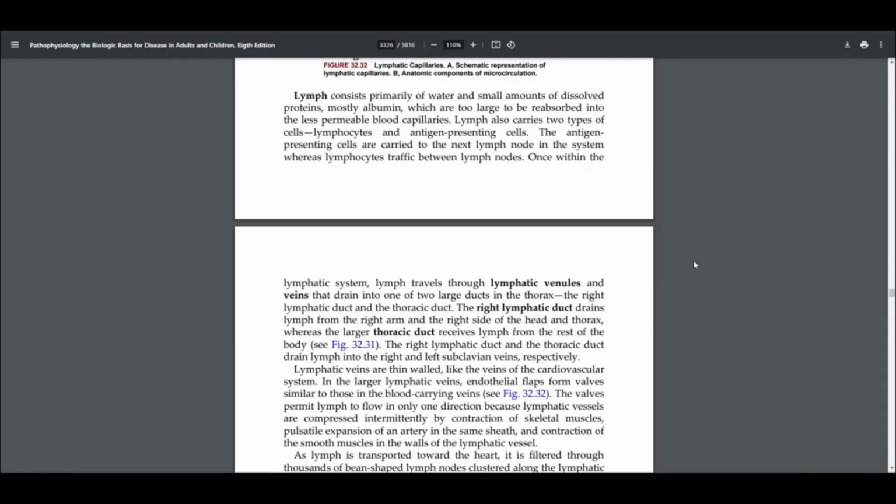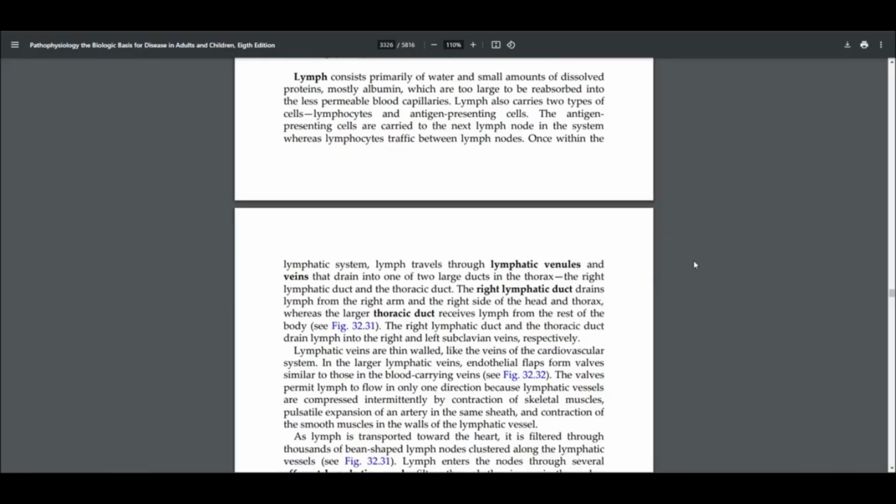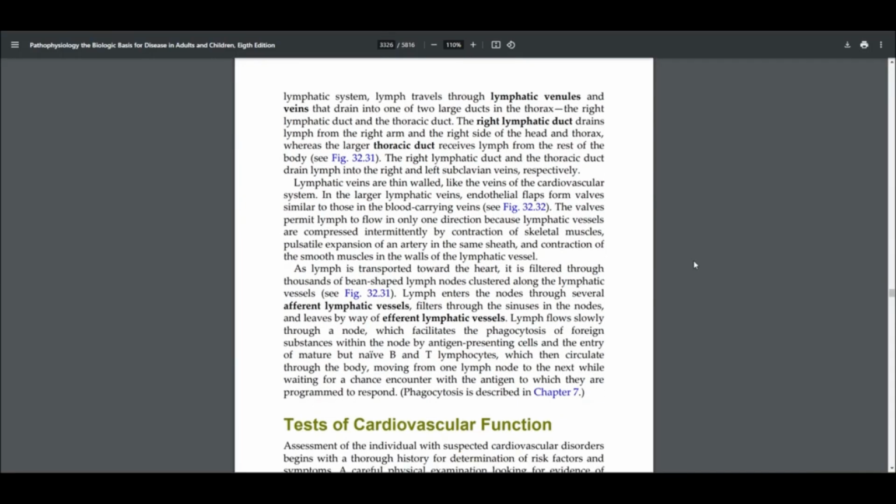Once within the lymphatic system, lymph travels through the lymphatic venules and veins that drain into one of the 2 large ducts in the thorax, the right lymphatic duct and the thoracic duct. The right lymphatic duct drains lymph from the right arm and the right side of the head and thorax, whereas the larger thoracic duct receives lymph from the rest of the body. The right lymphatic duct and the thoracic duct drain lymph into the right and left subclavian veins, respectively.